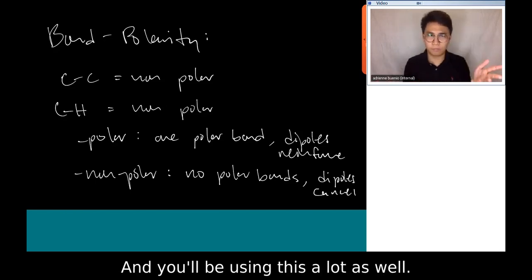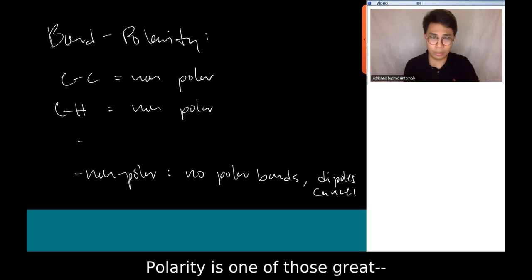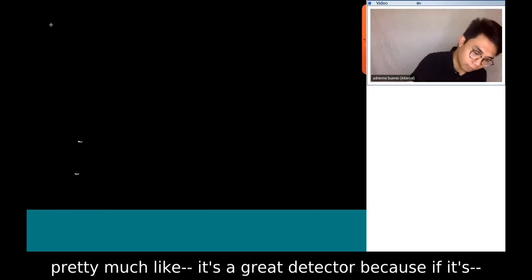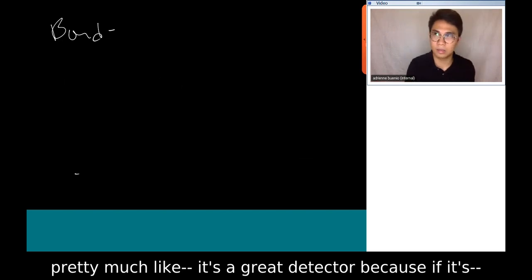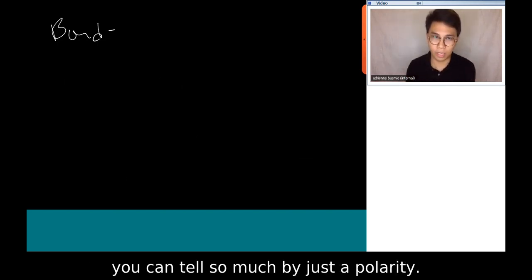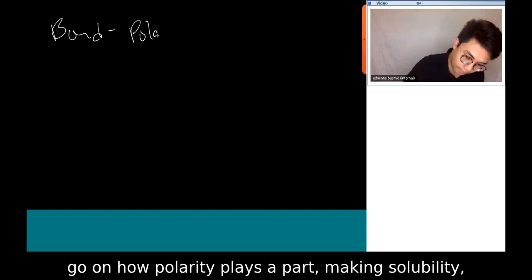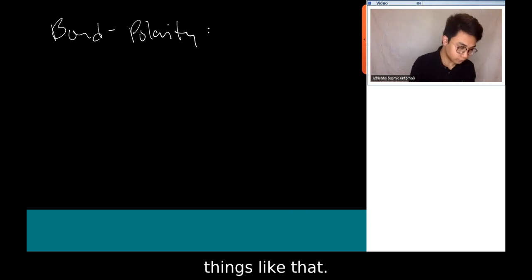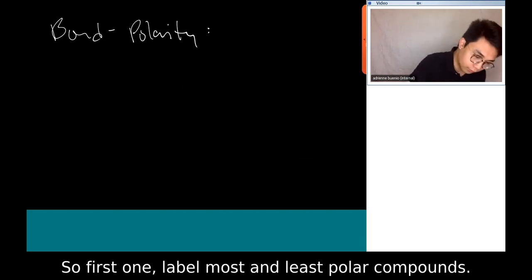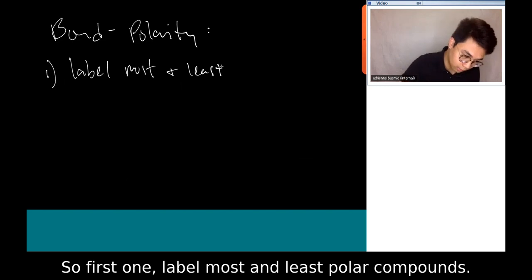And you'll be using this a lot as well. Polarity is a great detector, because you can tell so much by just polarity, and you'll see later as the semesters go on how polarity plays a part, like in solubility, things like that. So bond polarity. So first one, label most and least polar compounds.